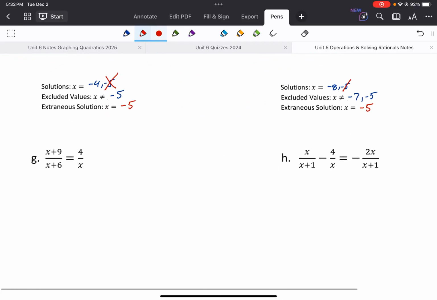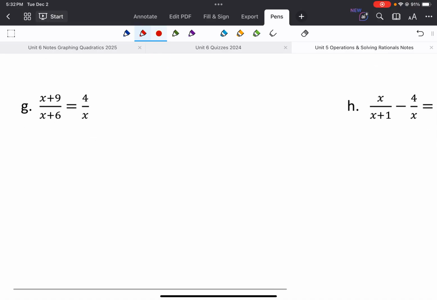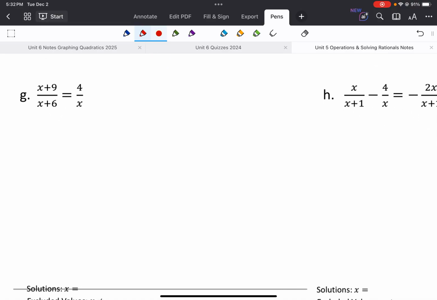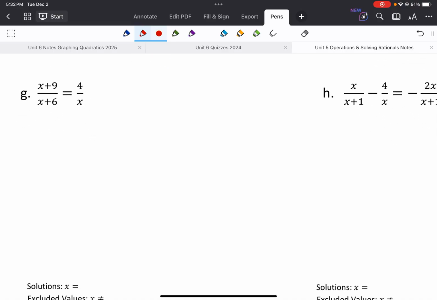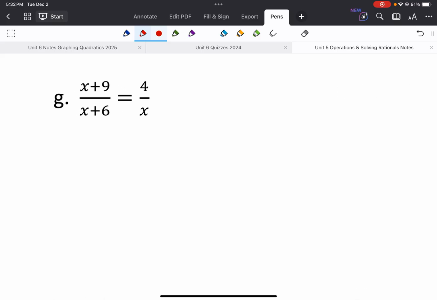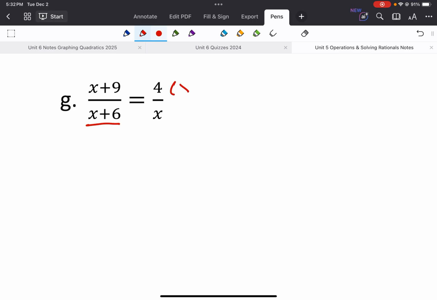Again, if you're having a hard time, finish the video, give it a go, and then come and get some help if you need. Okay, all right, here's our last two examples. Need a common denominator. This has an x plus 6, but this side does not have an x plus 6.